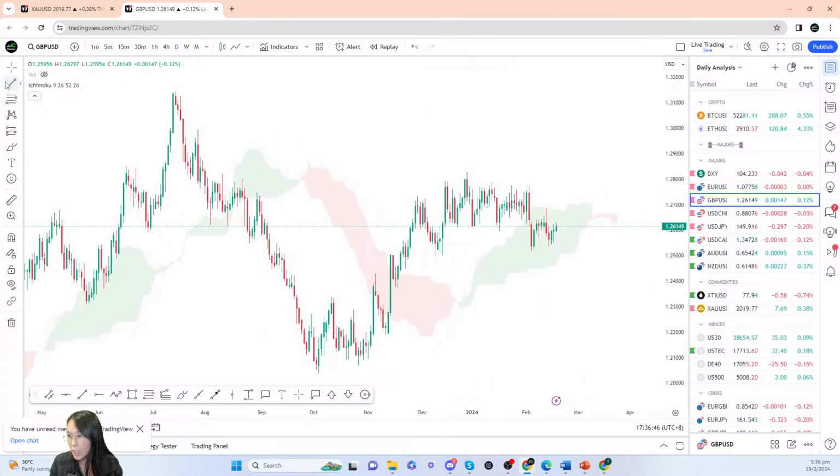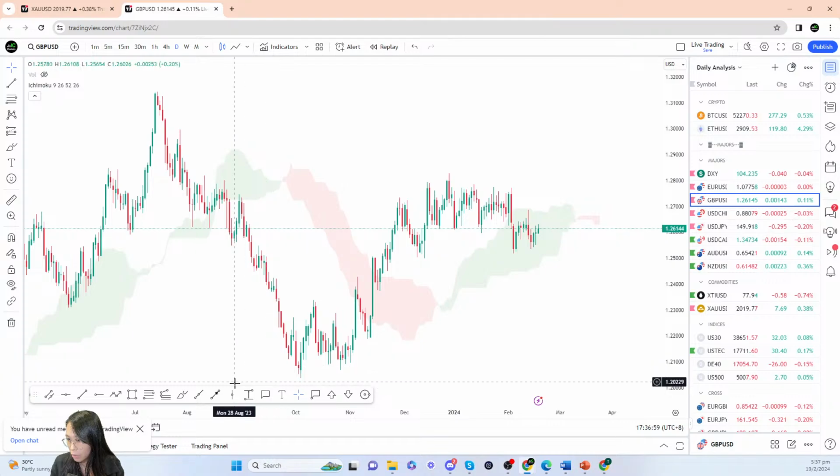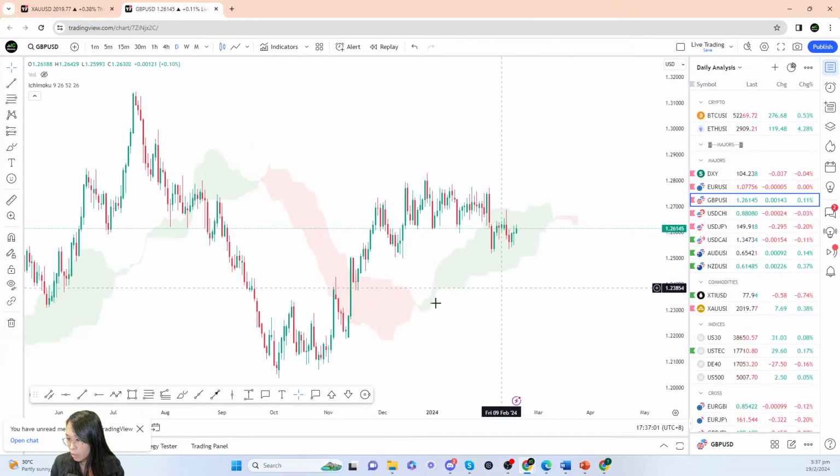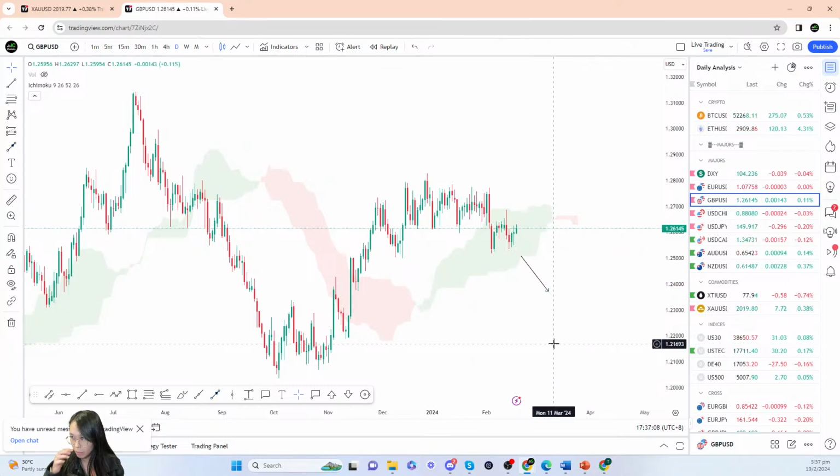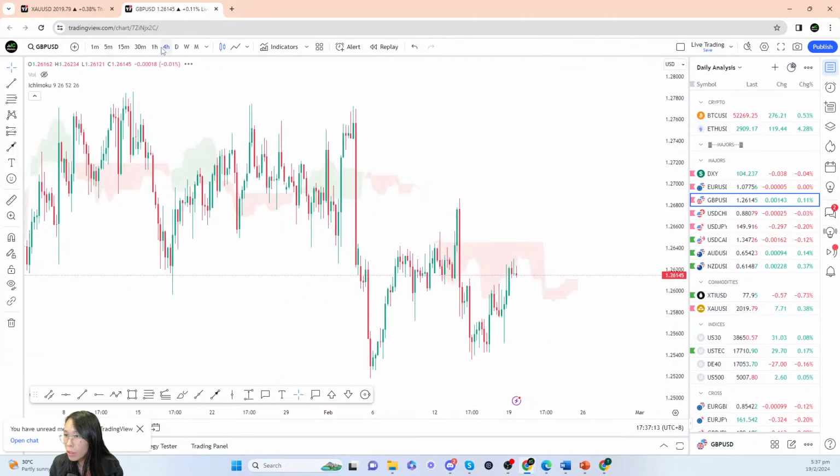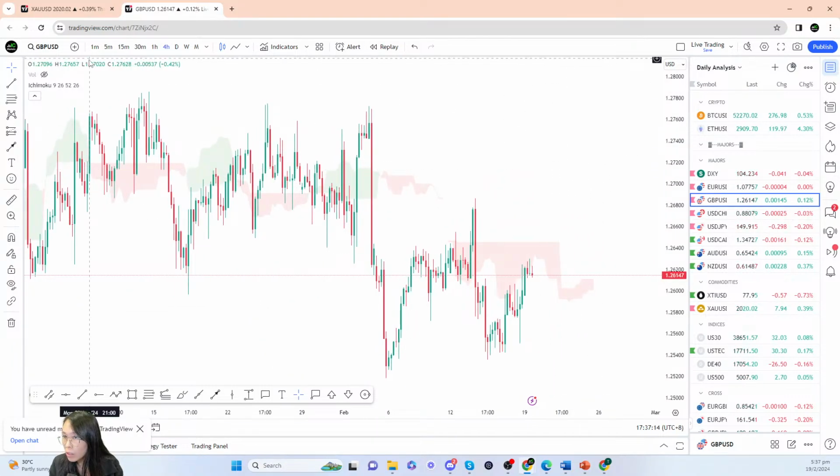I don't see any descending or ascending trend line, but looking at the overall trend of this chart, it could be going down. It looks like it is actually going down. I'm going to remove the cloud first.